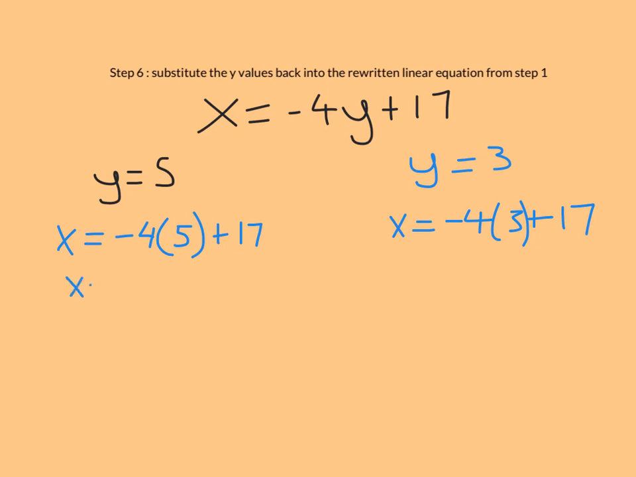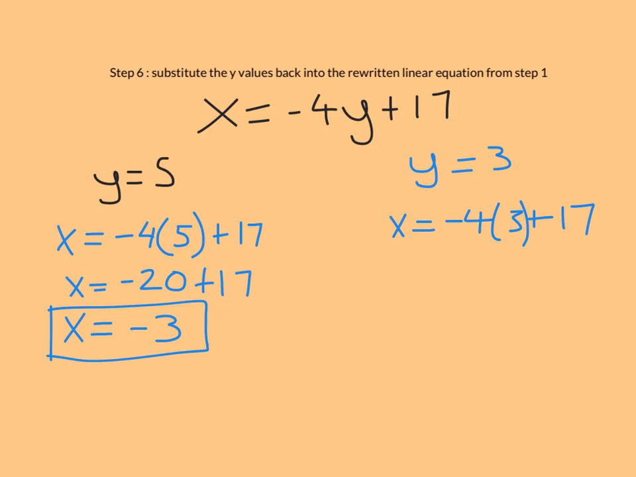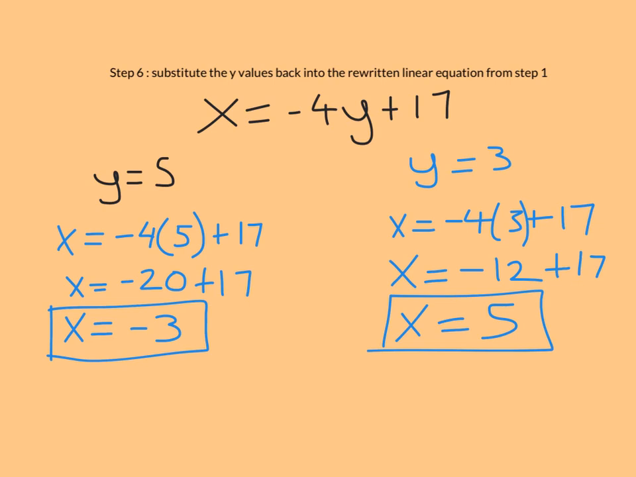So I'll get x equals minus 20 plus 17. Therefore x is equal to minus 3 on that side. And on the other side I have x equal to minus 12 plus 17. So x is equal to plus 5. And that's my final answer. That's all I have to do.